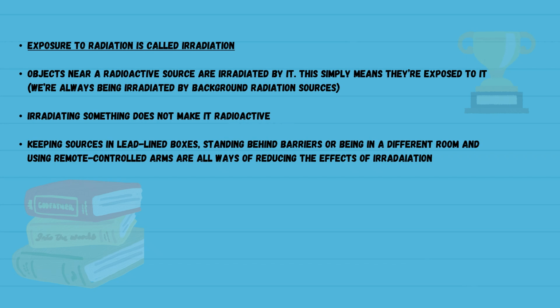Exposure to radiation is called irradiation. Objects near a radioactive source are irradiated by it. This simply means they're exposed to it. We're always being irradiated by background radiation sources. Irradiating something does not make it radioactive. Keeping sources in lead-lined boxes, standing behind barriers, or being in a different room and using remote-controlled arms are all ways of reducing the effects of irradiation.